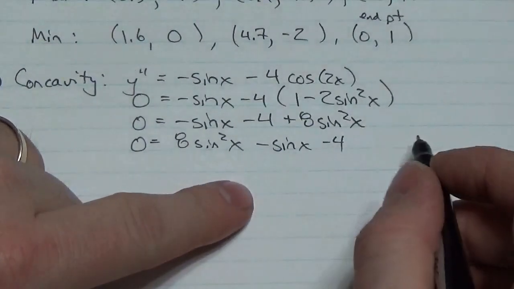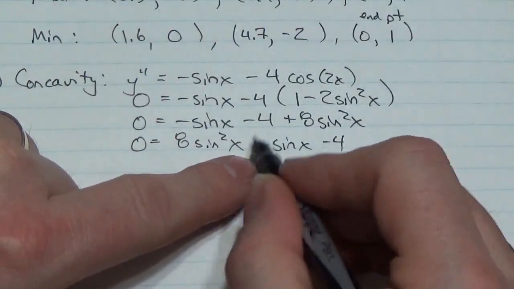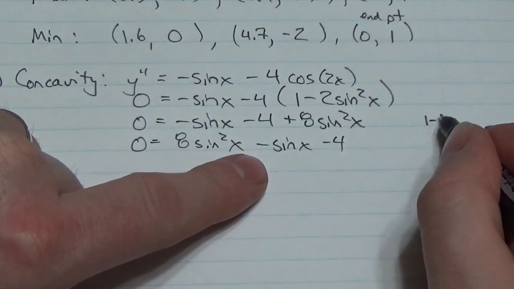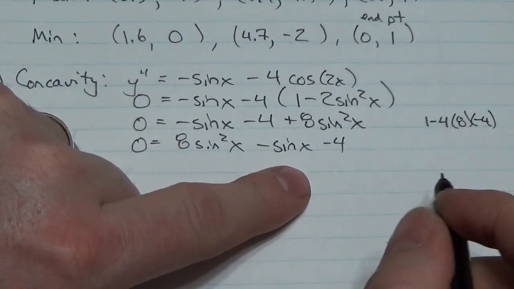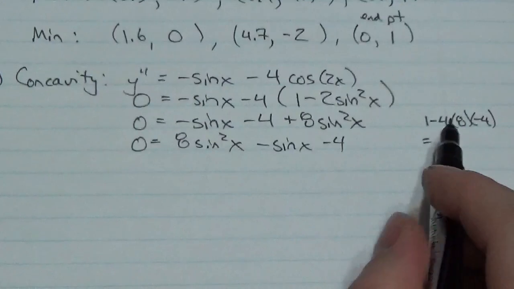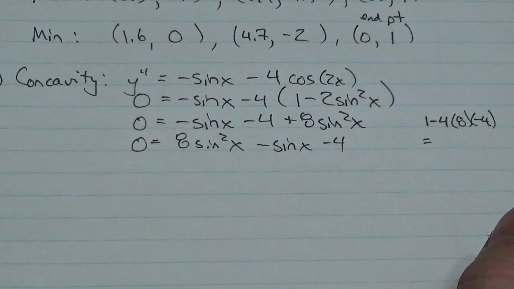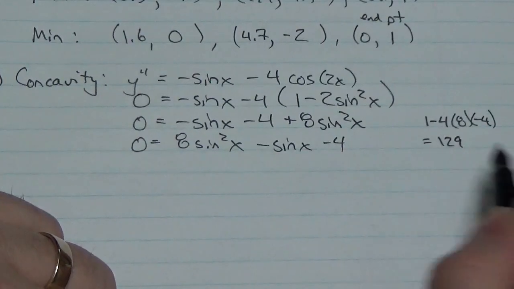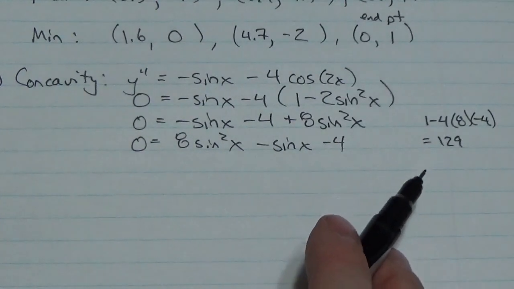So what I'm going to do, just off to the side here, is check the discriminant, b squared minus 4ac. Well, the b value here is negative 1, so b squared is going to be 1, minus 4 times 8 times negative 4. That's going to be 32 multiplied by 8, that's going to be 128. That's going to end up being positive 129. That's not a perfect square, so it turns out I'm not going to be able to factor this. But because it's positive, there is a solution.